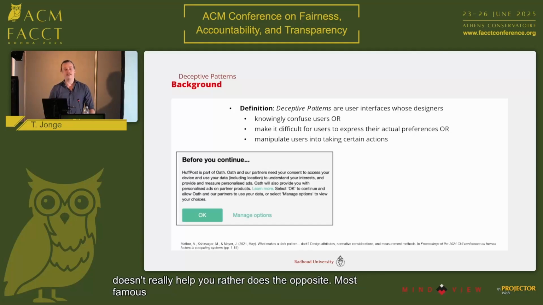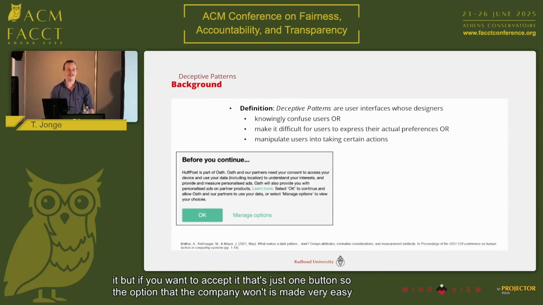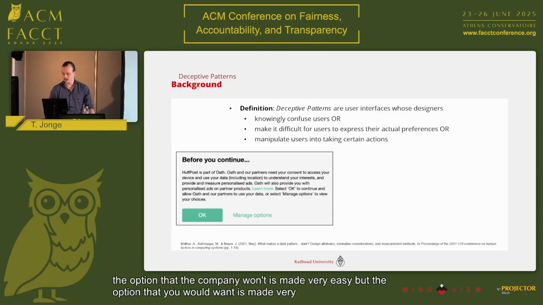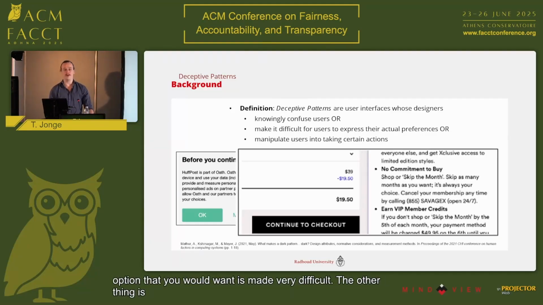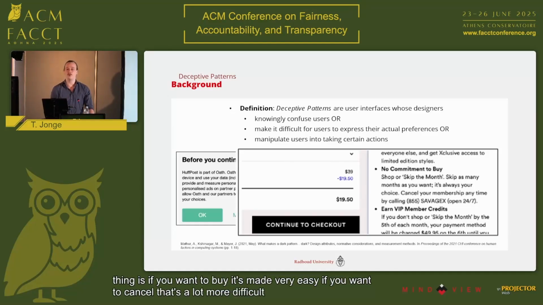The most famous example of this is some kind of a cookie banner where you have to click through 300 options to get away from it, but if you want to accept it, that's just one button. So the option that the company wants is made very easy, but the option that you would want is made very difficult. The other thing is, if you want to buy, it's made very easy. If you want to cancel, that's a lot more difficult. You have to call an actual phone number, where a subscription can be just one click. These types of patterns is what we're talking about when we're thinking about deceptive patterns.